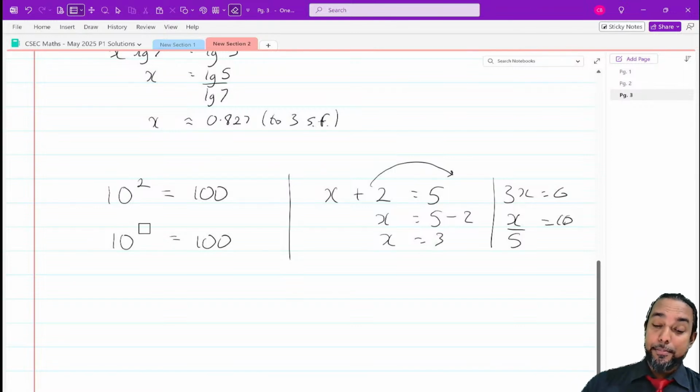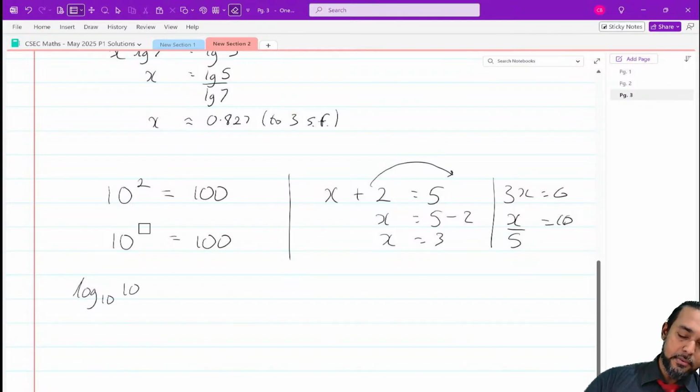But when it comes to powers, how do we, quote unquote, transpose for a power? If it's 10 squared, we could just find a square root. But if we don't know what the power is, how do we transpose? How do we make the power the subject of the formula? That's basically what logs allow us to do. The word logarithm is shortened to log, and what it does is put it in this form.